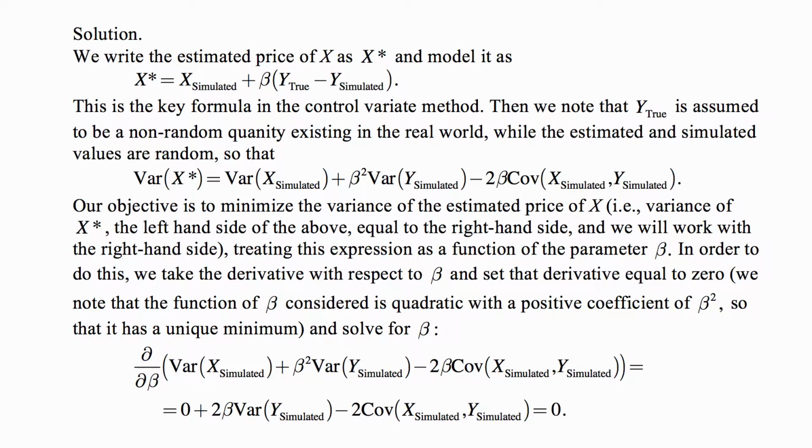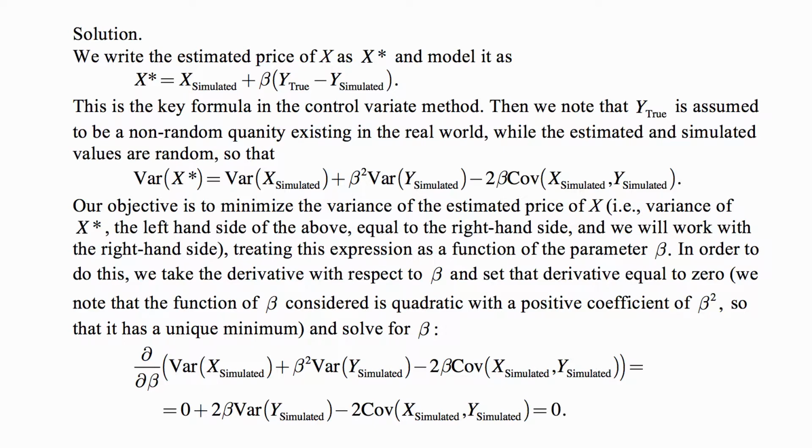Then we note that the true Y value is assumed to be a non-random quantity existing in the real world, while the estimated and simulated values are random, so that the variance of X star is the variance of the simulated value of X plus beta squared times the variance of simulated value of Y. Now it's minus Y simulated there. Y true is just a number, so it has no effect on the variance, and the variance of Y simulated and minus Y simulated is the same. Then minus 2 beta times the covariance of X simulated and Y simulated.